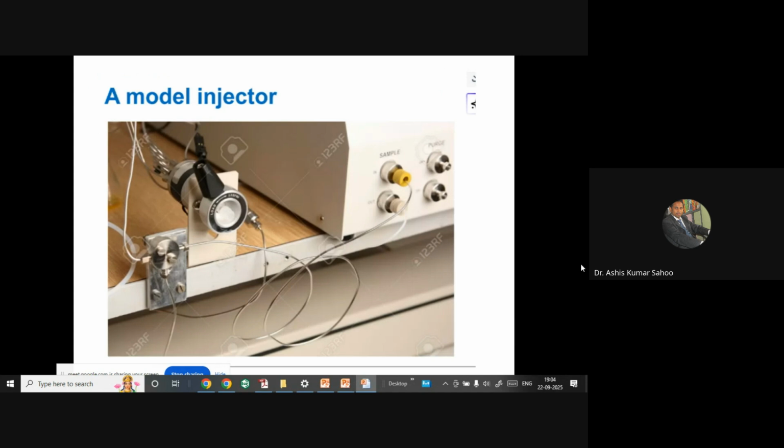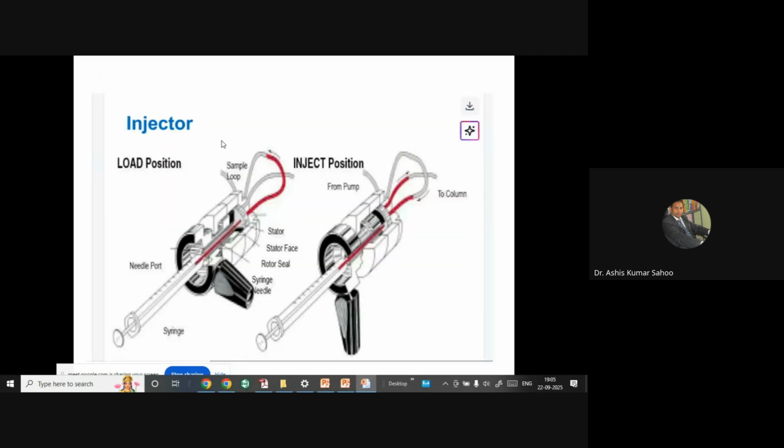The next thing, in the HPLC machine, here you can inject your sample. So here is the injector, the model of the injector. Very sophisticated machine. This is the load position, also the injection position. So you can load the sample by using a syringe.